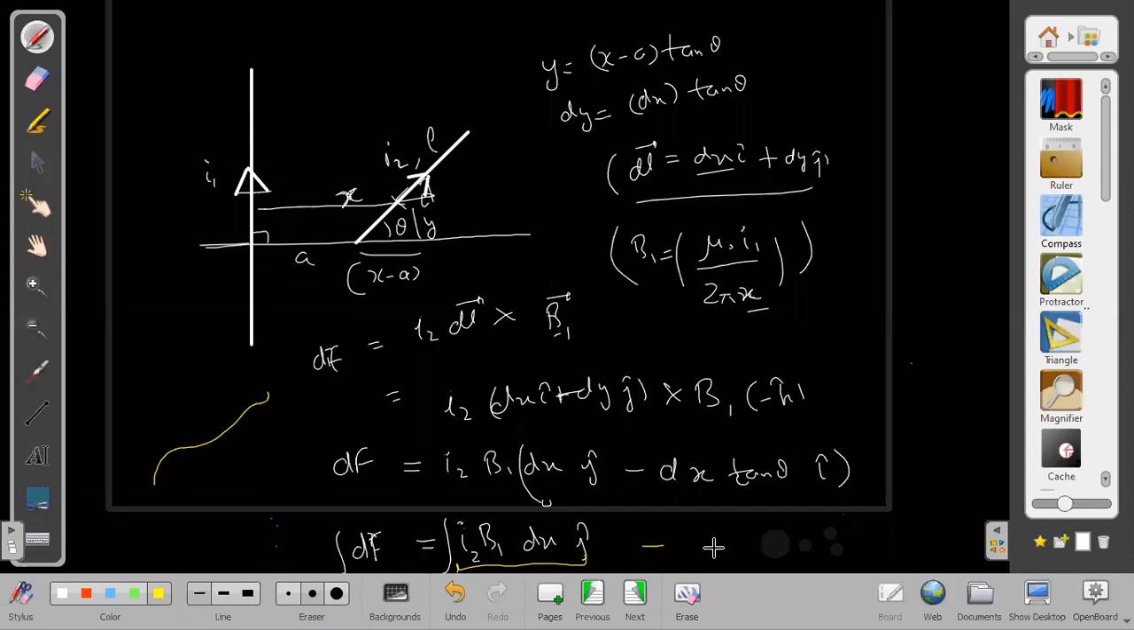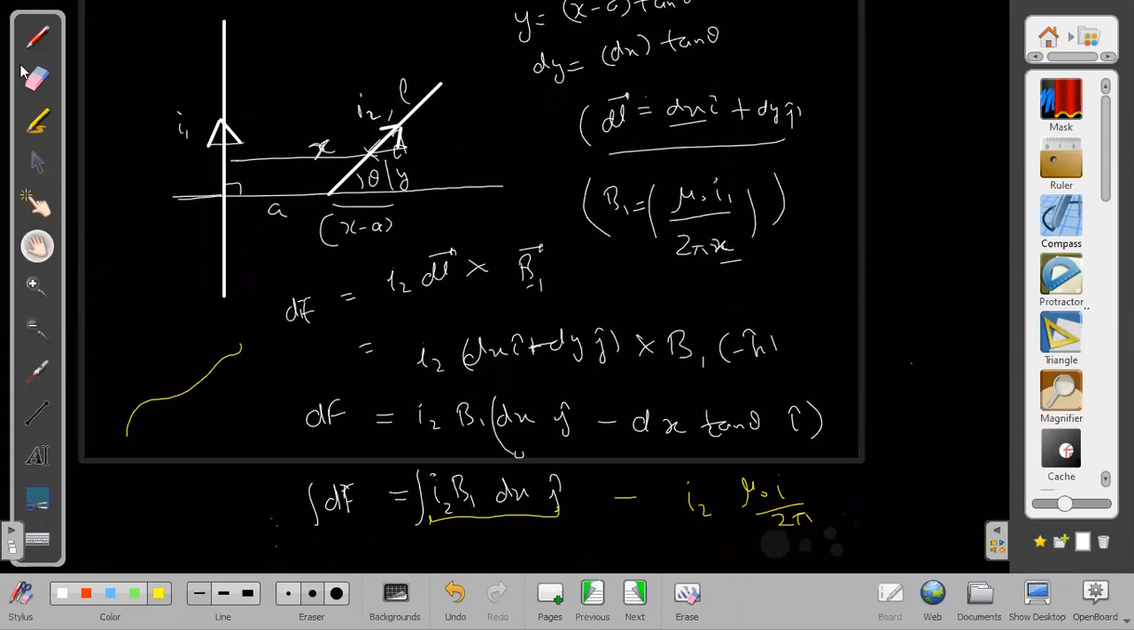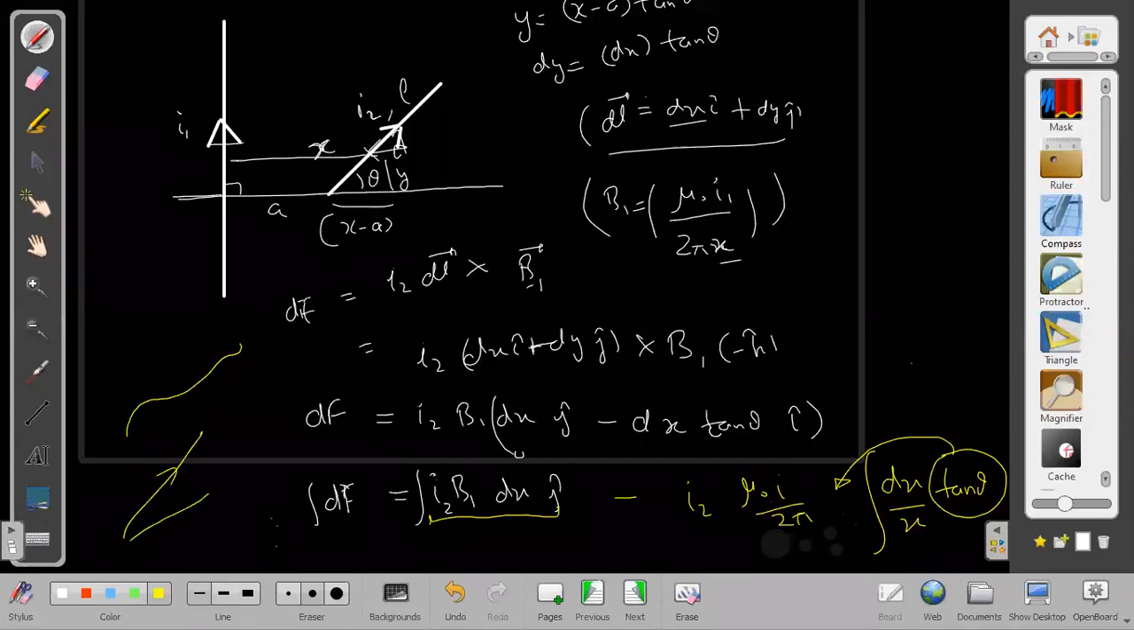That is coming out to be, finally, I2 into mu naught I1 upon 2 pi, into dx upon x, into tan theta, integral. In our present circumstance, I can take tan theta outside. For the present scenario, when the straight line wire is there, that again will not depend on the length of the wire. Then also it depends on theta.